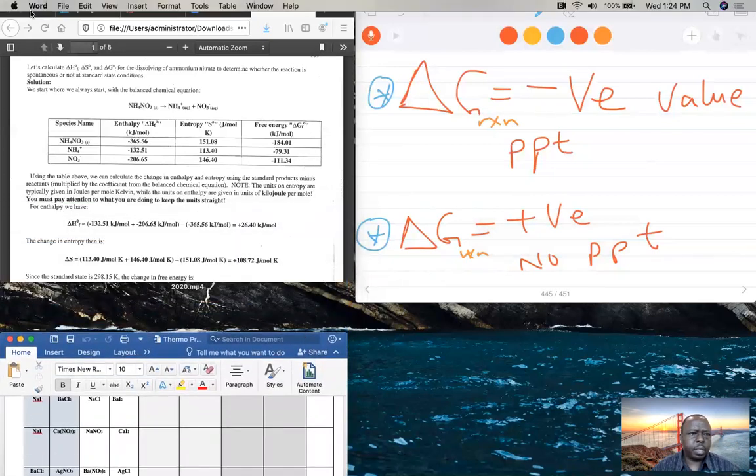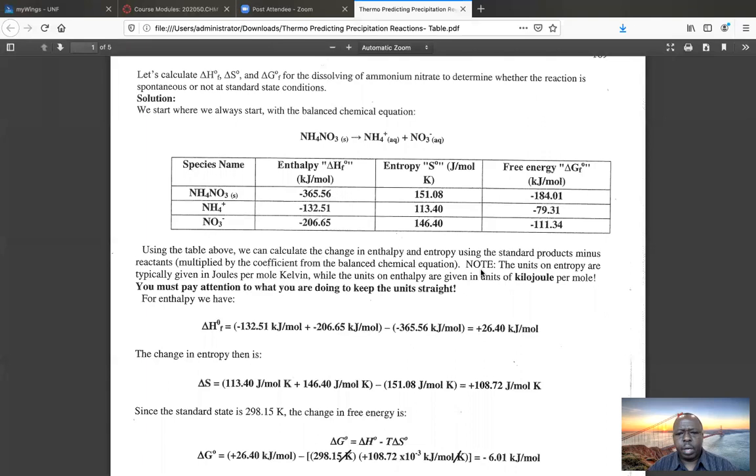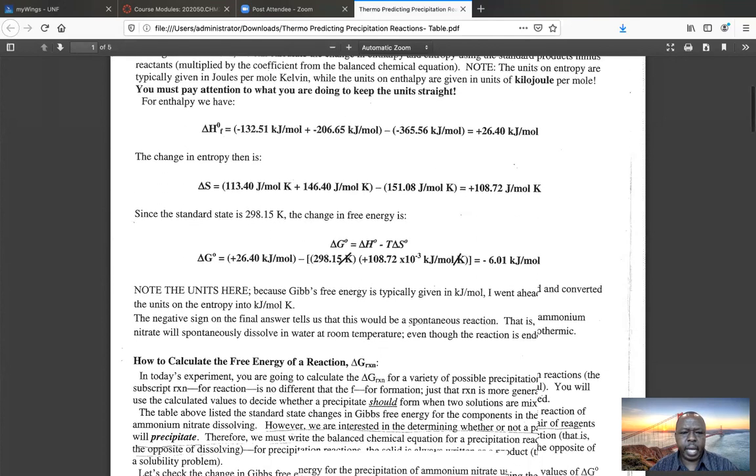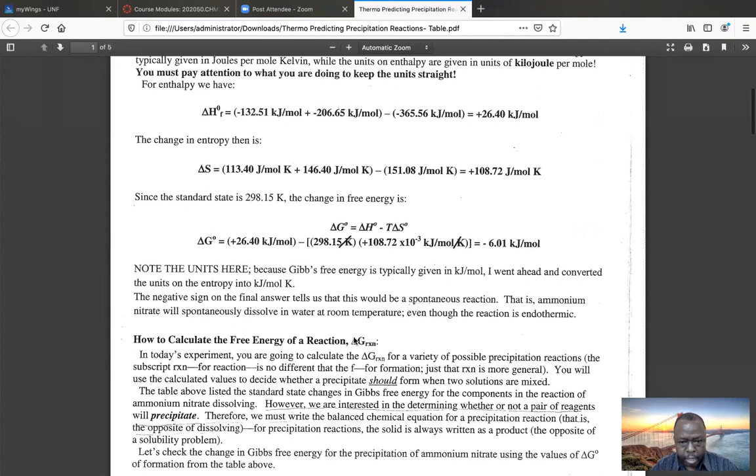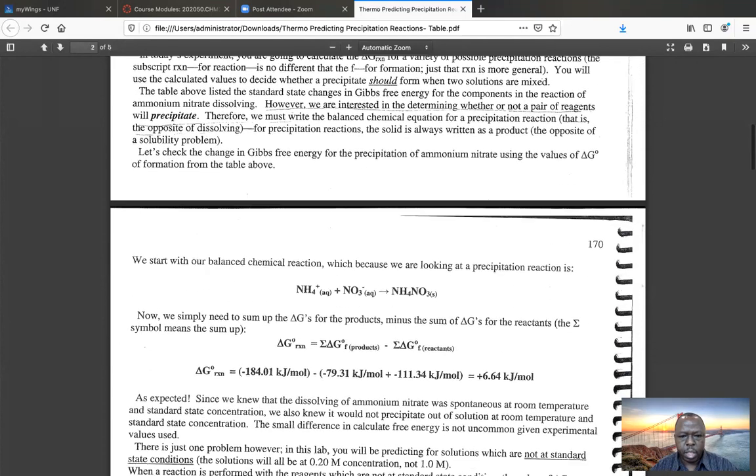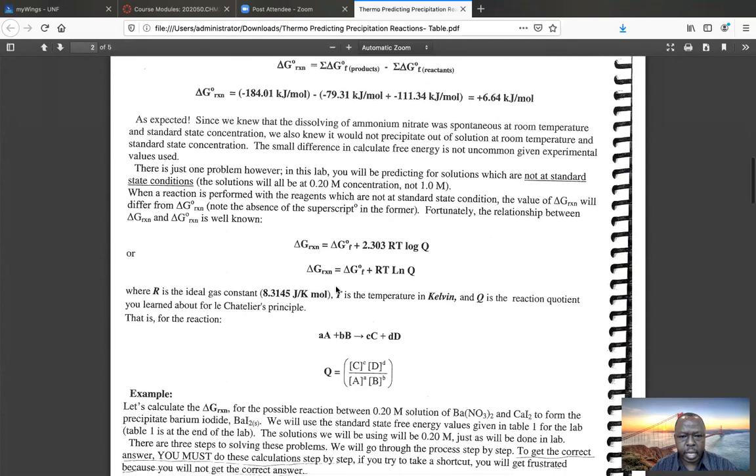Let me just enlighten this so that we can see the values clearly. If you look at this example, if we want to determine whether the precipitate will take place or not at non-standard state, we have to determine first delta G naught. Remember, this is the equation we are going to use for non-standard state.